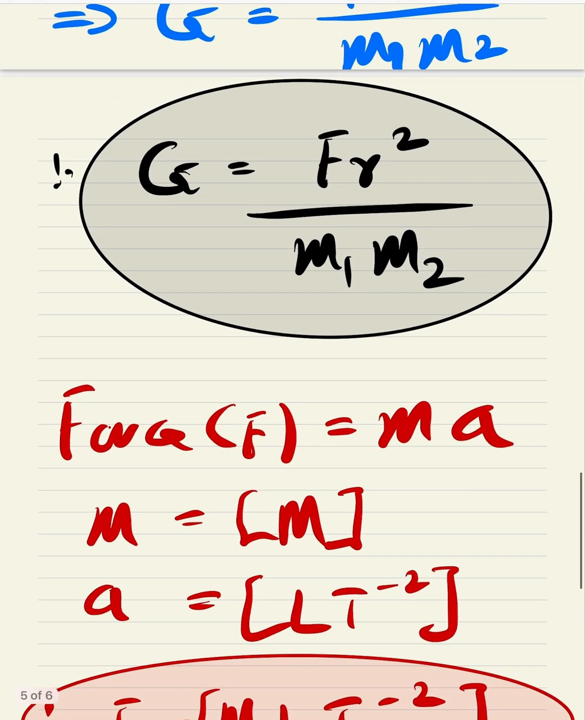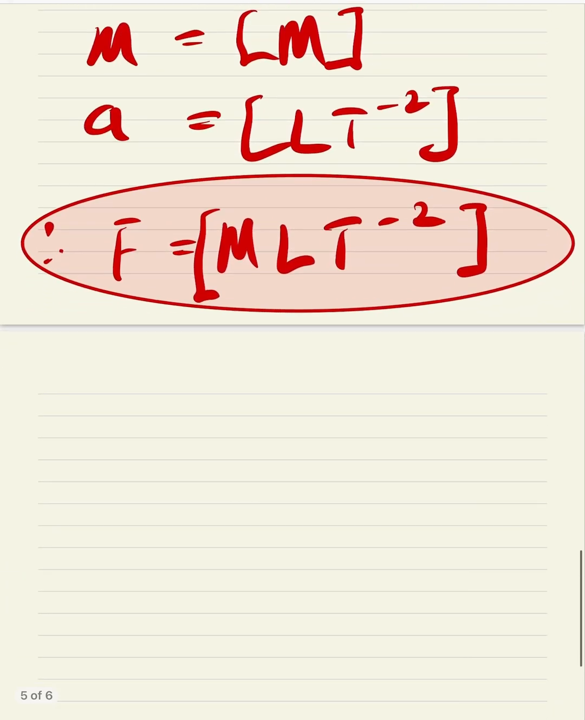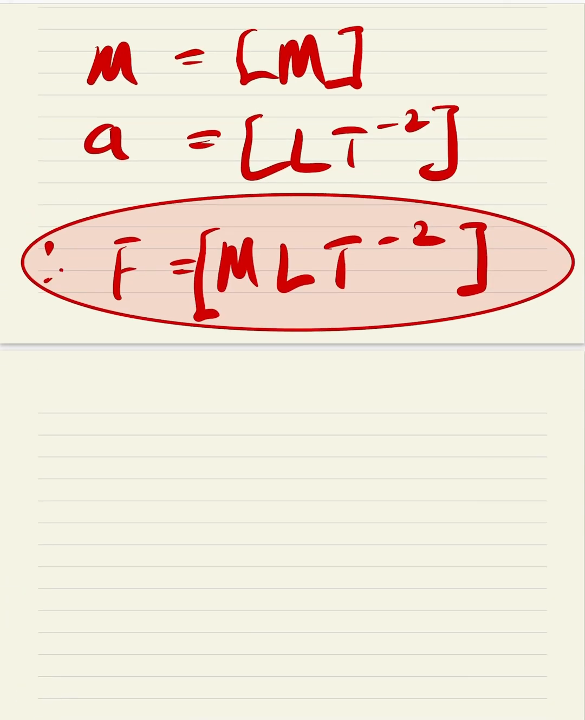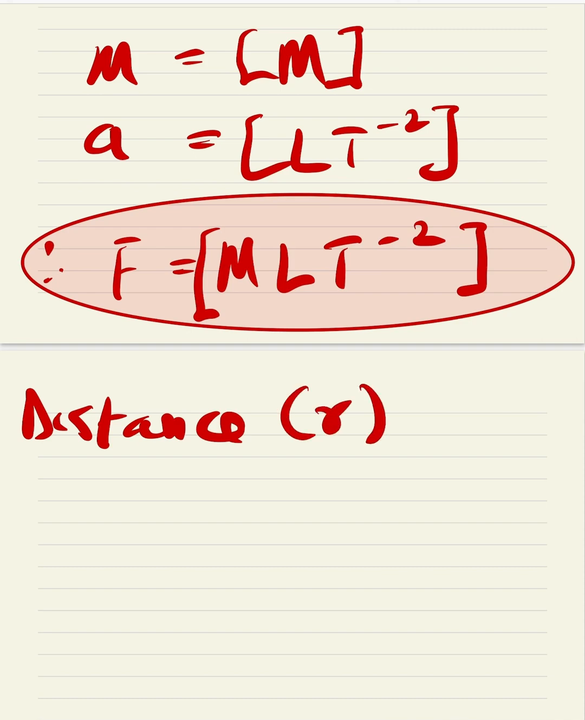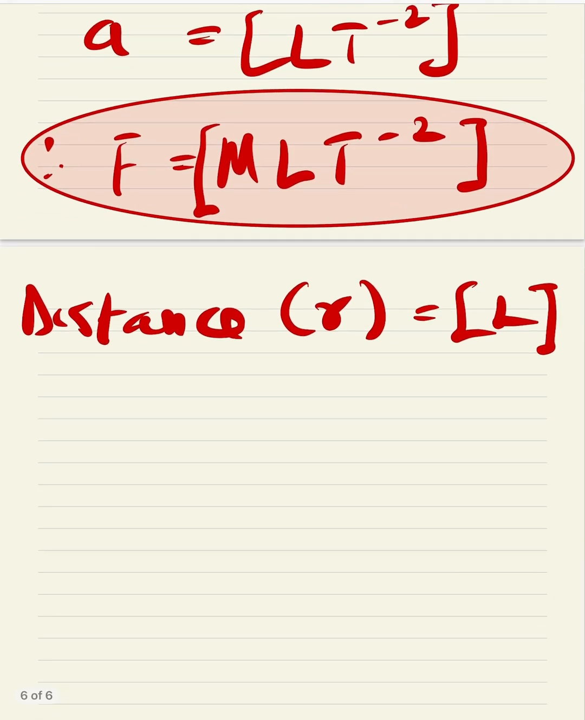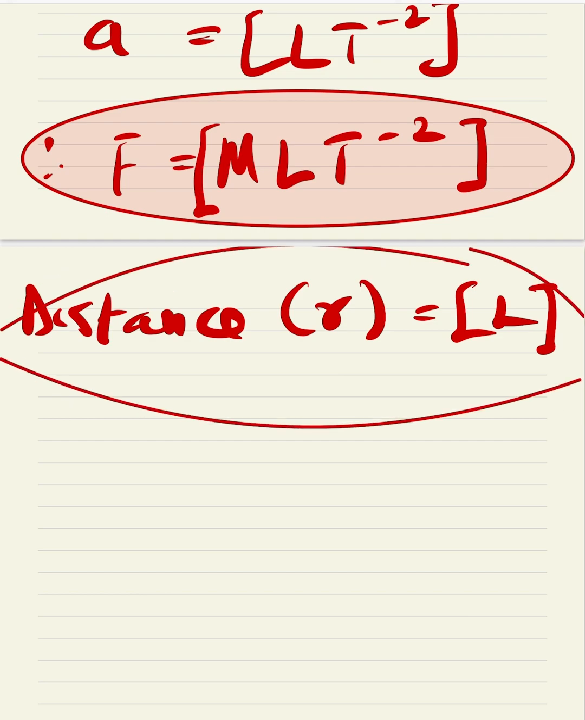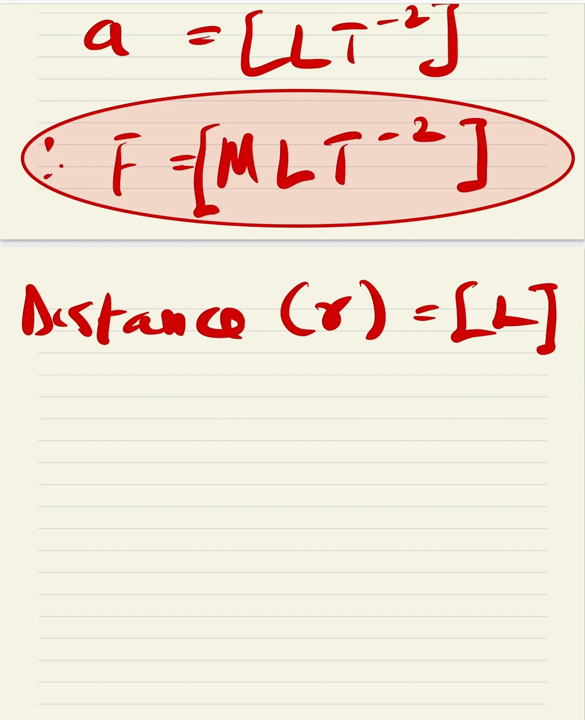Right. So the next thing to find here is let's look for the r, and then we look for m. So the r here is the distance apart, right? And what is distance? r here is distance. Of course, that's going to be length, which is going to be capital L. The dimension is going to be this, right? That is what we are going to be having for the dimension.